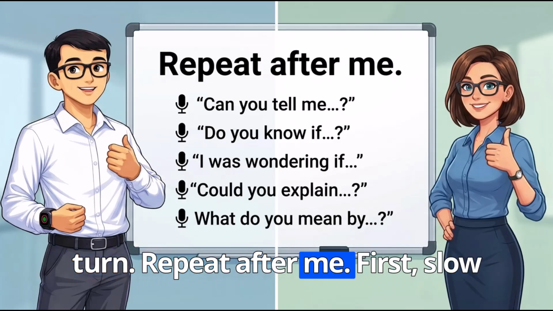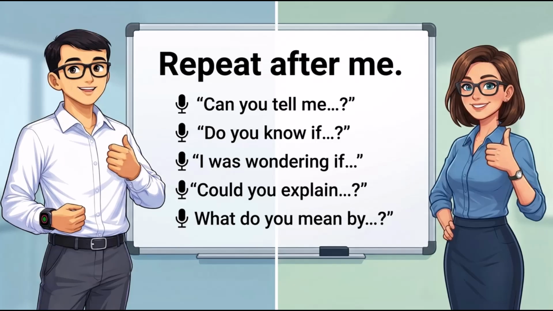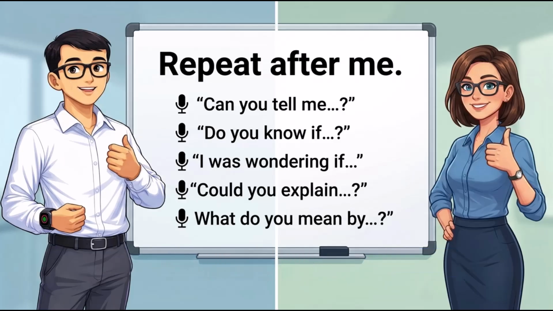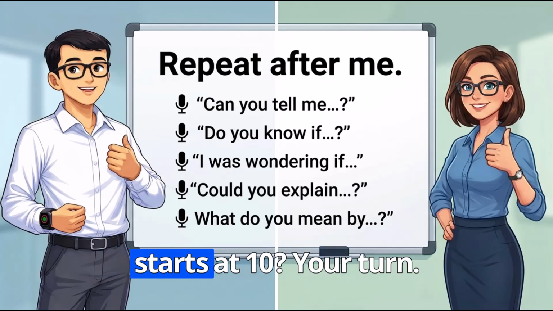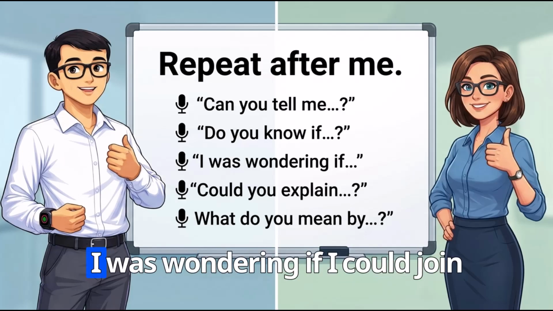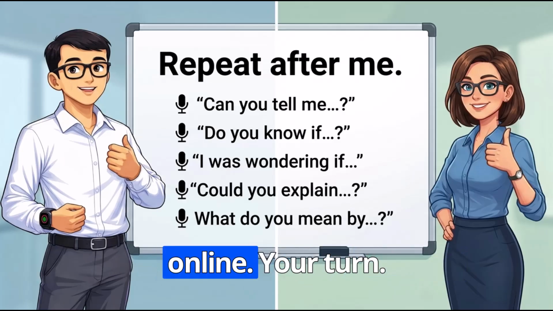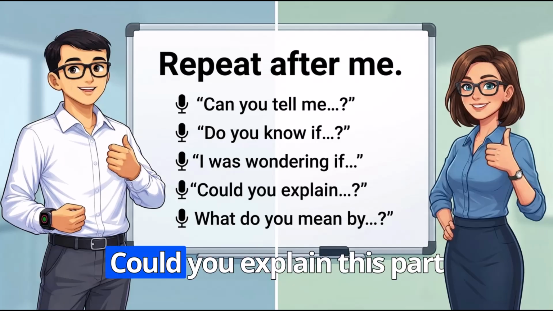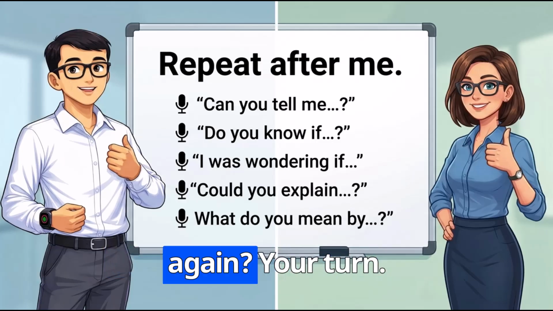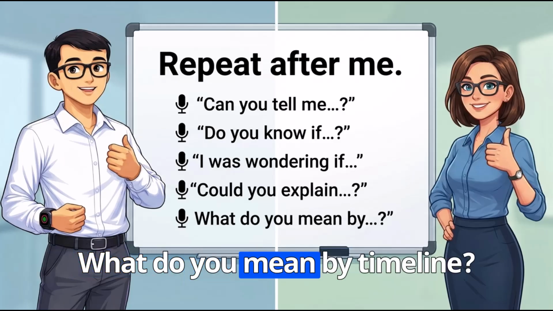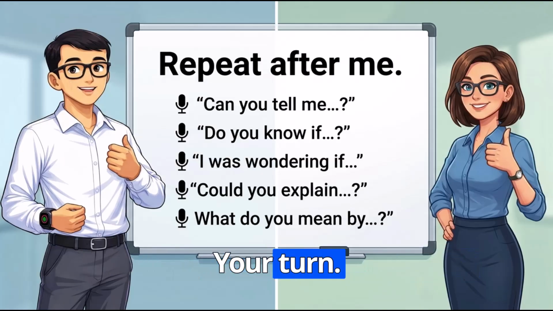Now, it's your turn. Repeat after me. First, slow speed. Can you tell me where the meeting room is? Your turn. Do you know if the meeting starts at 10? Your turn. I was wondering if I could join online. Your turn. Could you explain this part again? Your turn. What do you mean by timeline? Your turn.